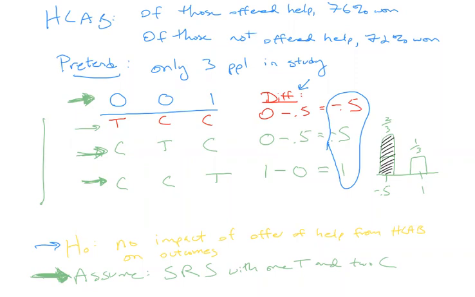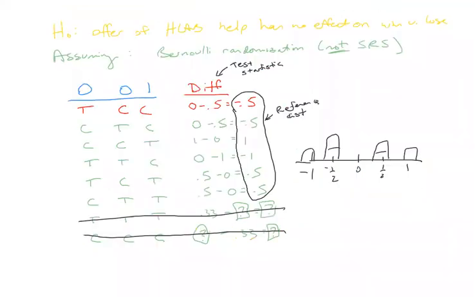The probability that, given this study and this null hypothesis, assuming there's no impact of an HLAB offer on whether you win your case, you would get a difference in means less than or equal to -0.5 is 2/3. 2/3 of the time you'd get a difference in means less than or equal to -0.5. Let's go back to this one. The red -0.5 is still the value of the test statistic that we actually observed. Let me change colors to make this more clear. So here's the one I actually observed.